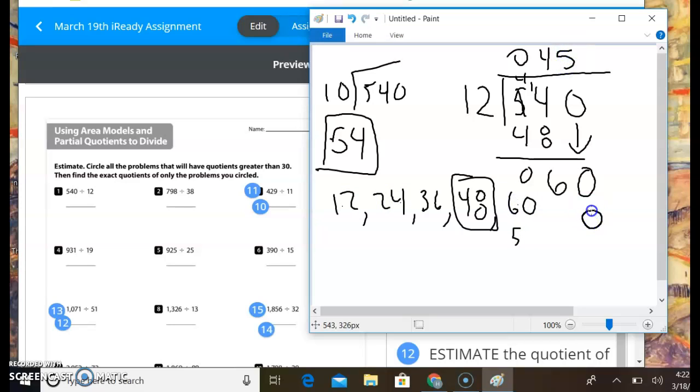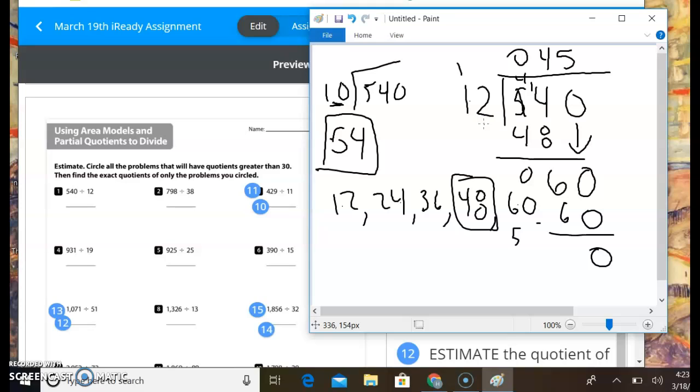5 times 2 is 10. 5 times 1 is 5, plus the 1 from regrouping. When I subtract, I get nothing. So my answer is 45. So here is 45, close to 54. Yeah, it's pretty close. It's within 10. We knew it would be a smaller number because we rounded down from 12 to 10. So we've got our answer.